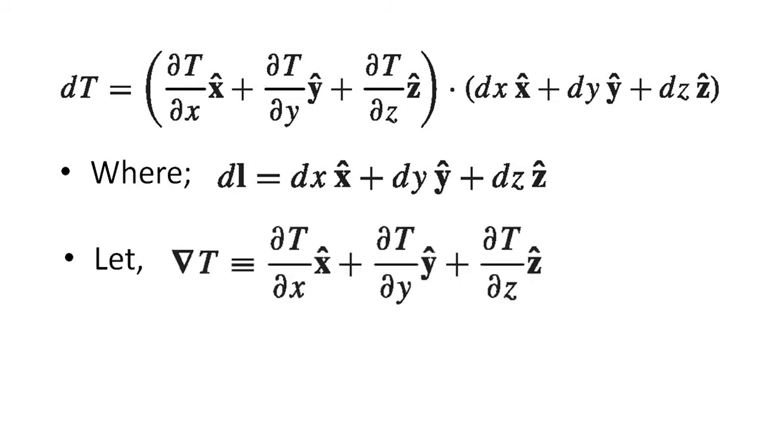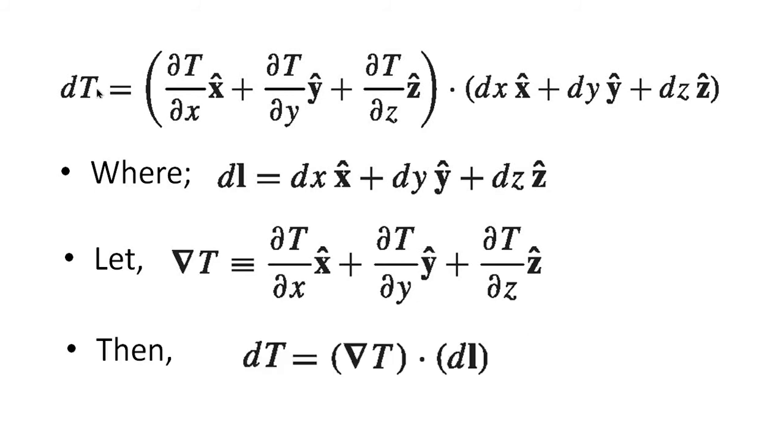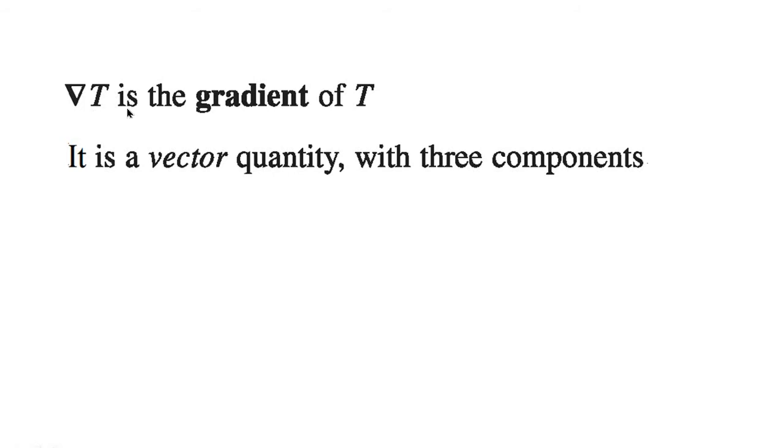Now if we represent the terms inside the first parenthesis by del T, let del T is equal to ∂T/∂x x cap plus ∂T/∂y y cap plus ∂T/∂z z cap, then the equation for dT becomes dT equal to del T dot dl, where del T is the gradient of T. Del T is the gradient of T.